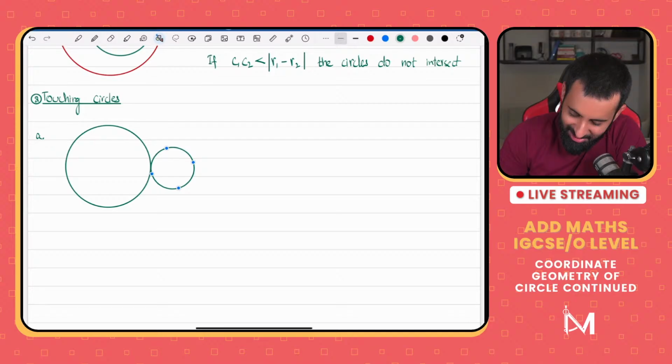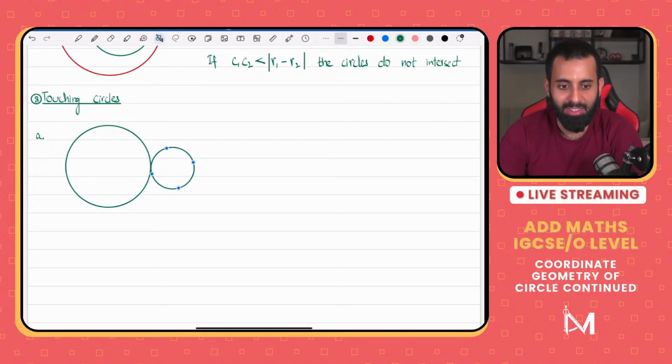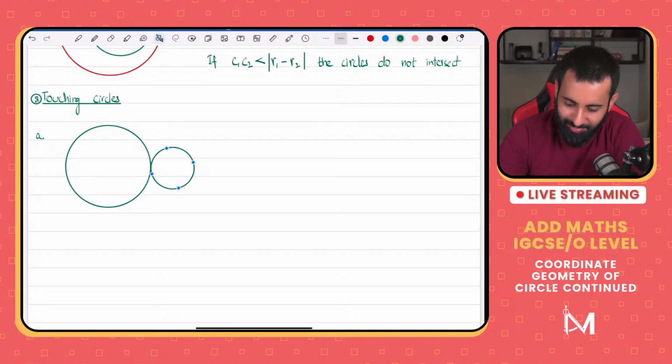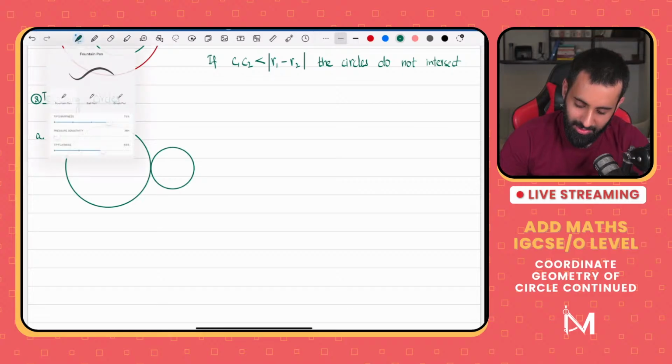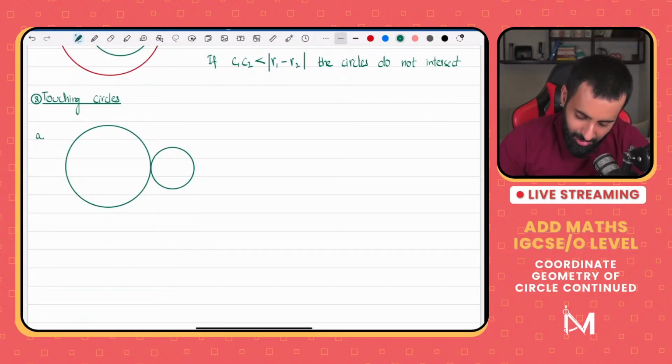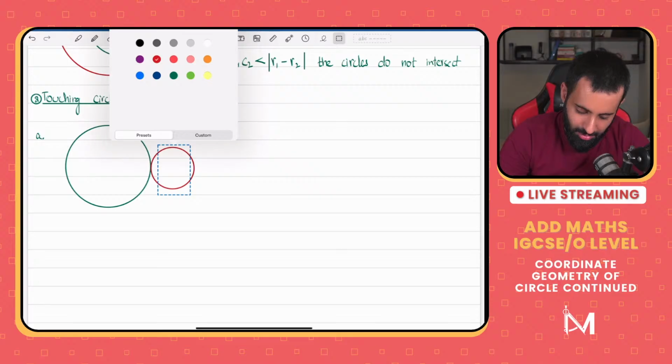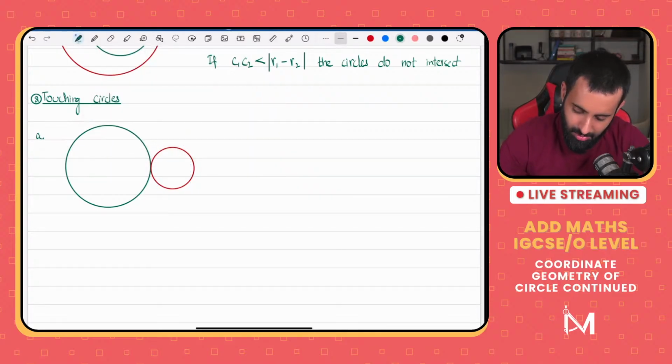Okay, so here are two circles, and as you can see, they're touching. Now, how do we check, using the center and the radius, whether the circles are touching? Let's write them down. Let's change this to the color red. Say here's C1, and here is C2.